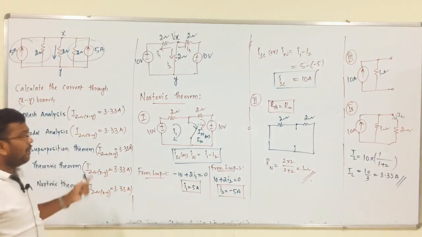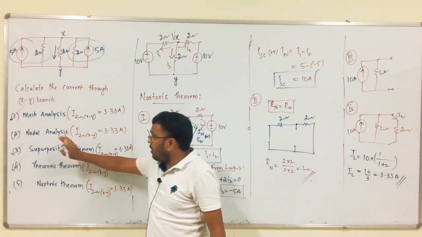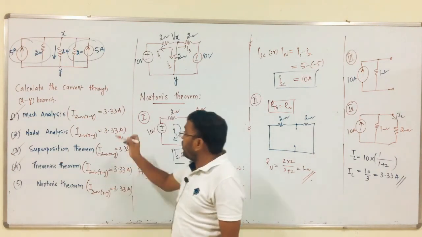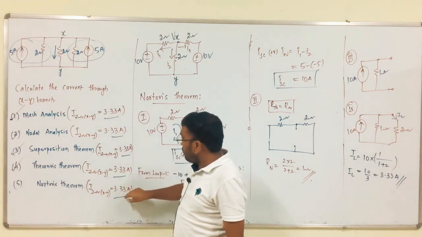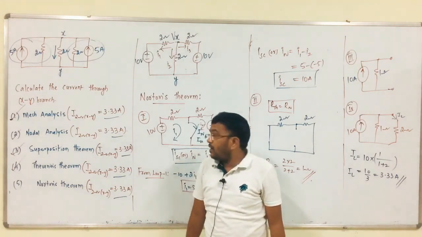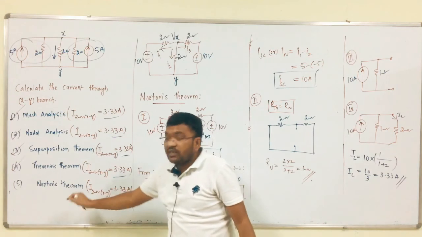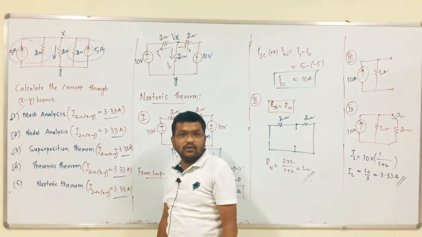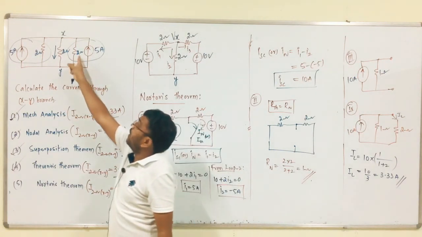So, by using any method, whether it is mesh or nodal or superposition theorem or Thevenin's or Norton's, we are going to get the same value of current. That is why I am considering only one problem with different methods in order to avoid your doubts. In any case, we are going to get the same value of current through any branch.